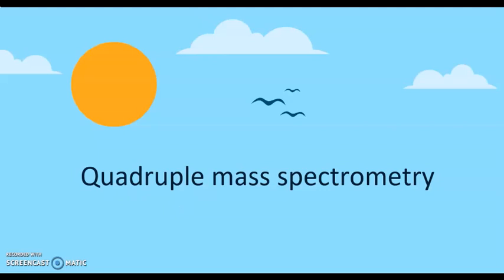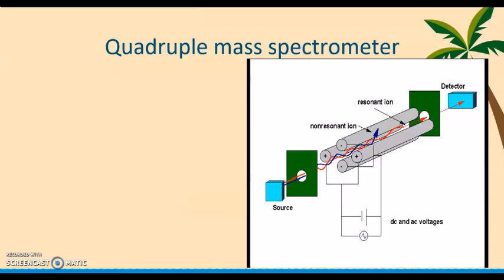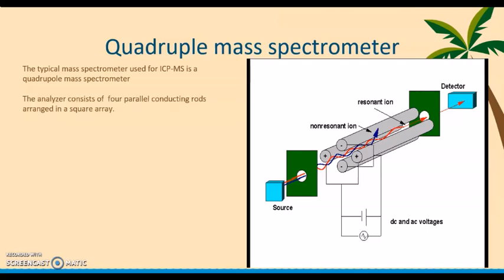Then we have the quadrupole mass spectrometry. This is the picture of the quadrupole mass spectrometer. This typical mass spectrometer is the one that is commonly used in the ICP-MS. So, kung pinag-uusapan po natin kanina si ICP or inductively coupled plasma, madalas daw na ginagamit na MS is the quadrupole mass spectrometer. The analyzer consists of 4 parallel conducting rods. Ayan, 4 po sila ng mga rods that are arranged in a square array.